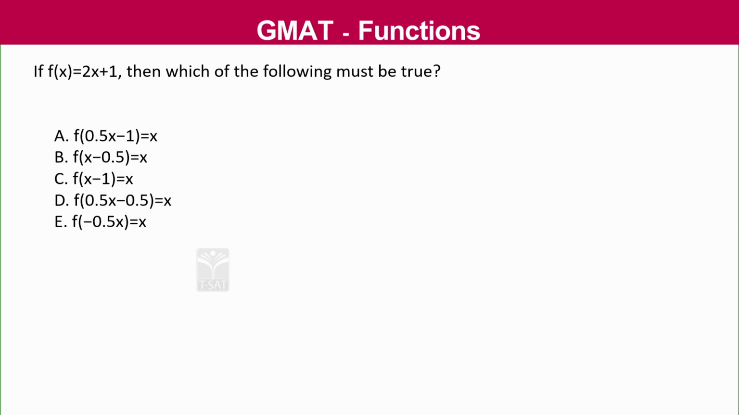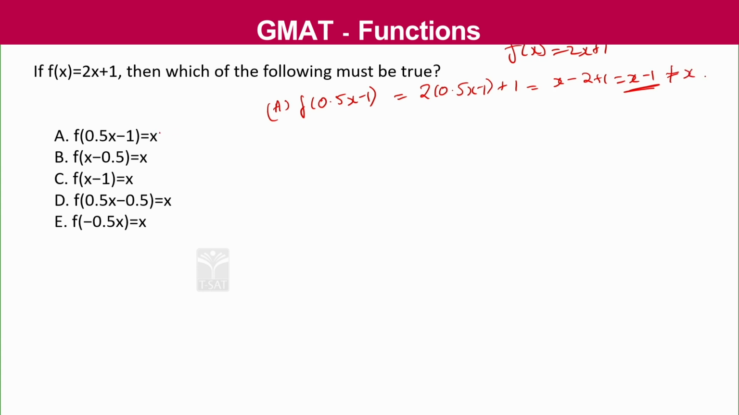Let's move to the next question. This next question says that if f(x) is equal to 2x plus 1, then which of the following must be true? According to option A, f(0.5x - 1), since f(x) is equal to 2x plus 1, substitute that: 2 times (0.5x - 1) plus 1, which equals 2 into 0.5 is 1, so x minus 2 plus 1, which is x minus 1, but it is not equal to x. So this option is cancelled out, the equation does not satisfy.